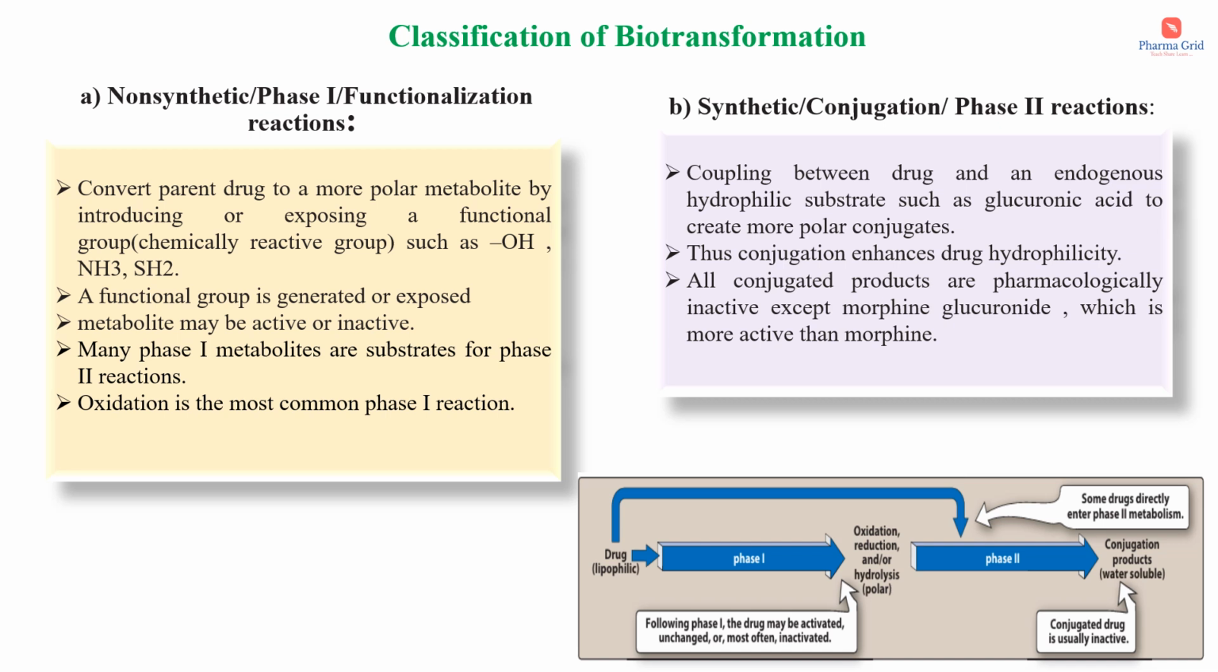So phase 2 reactions means we are combining the drug with endogenous hydrophilic substrates such as glucuronic acid and thereby creating more polar conjugates. All conjugated products formed as a result of phase 2 reactions are pharmacologically inactive. But in phase 1, we have seen that metabolites produced may be active or inactive, whereas in phase 2 the metabolites produced will be inactive. The exception is morphine glucuronide, which is more active than morphine. Phase 2 reactions include glucuronide conjugation, glycine conjugation, glutathione conjugation, sulfate conjugation, methylation and acetylation.